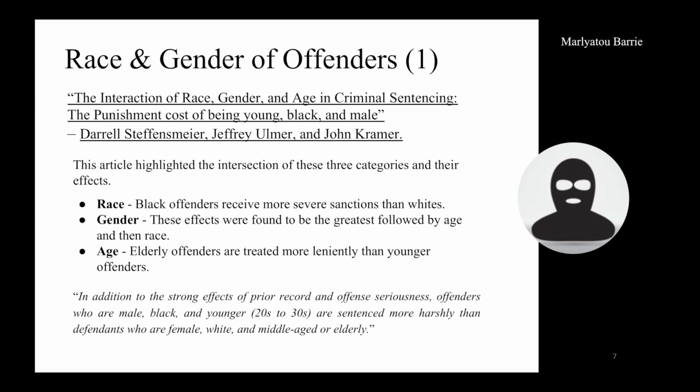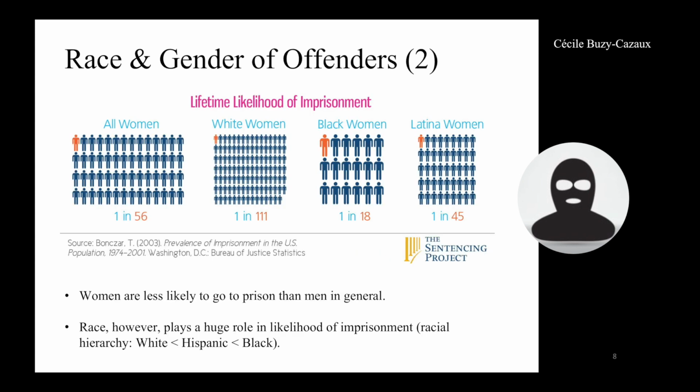The researchers finished with a quote stating, "In addition to the strong effects of prior record and offense seriousness, offenders who are male, black, and younger in the age range of 20s to 30s are sentenced more harshly than defendants who are female, white, and middle-aged or elderly, and thus they are the group at a greater risk of receiving the harshest penalty for these reasons." Being both a man and an African American or Hispanic results in sentences that are usually harsh and lengthy.